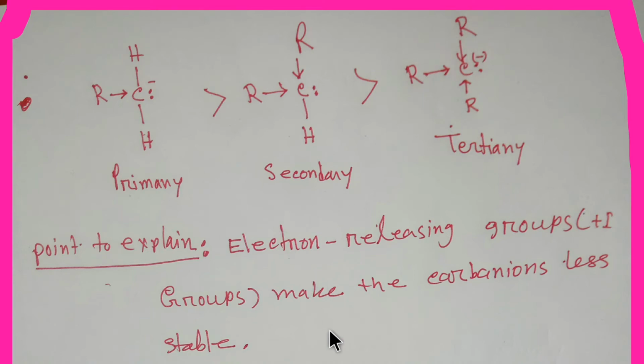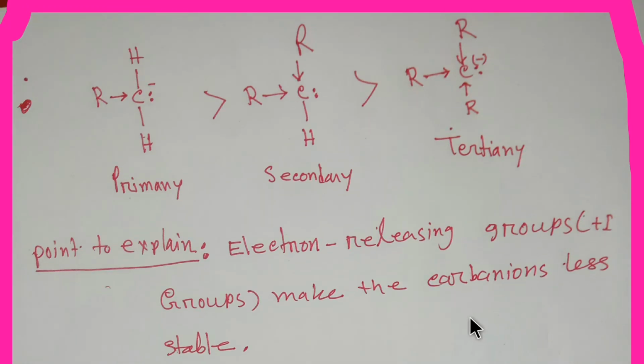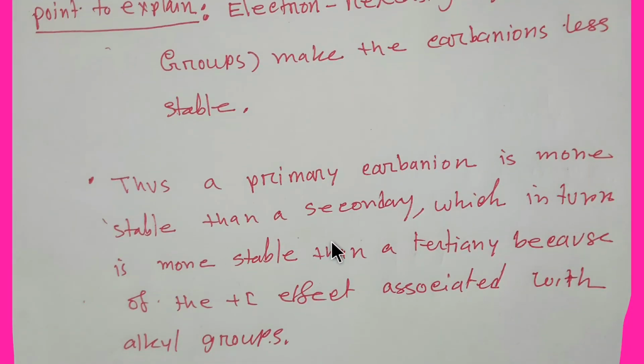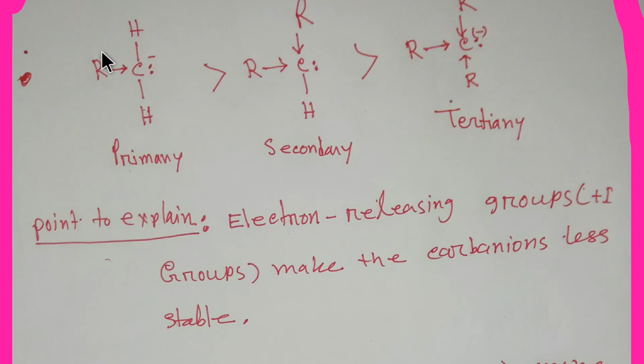So the point to explain: electron releasing groups, that is plus I groups, make the carbon ions less stable, right? Okay. Thus, a primary carbon ion is more stable than a secondary, which in turn is more stable than tertiary because of the plus I effect associated with alkyl groups. Already I have told you. Here is 1, here is 2, here is 3, right?